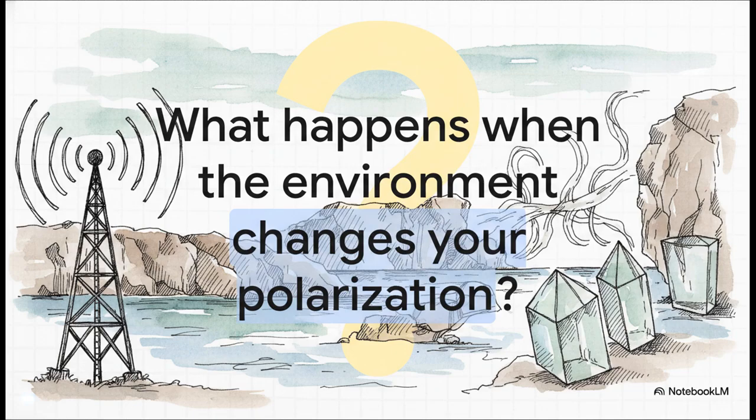So, mastering polarization is a huge step. But here's the kicker. As we're going to see in part 11 of this series, the real world often has other plans. You can send out a perfectly polarized signal, but reflections, refraction, and all sorts of other environmental factors can twist it and change it. And tackling that challenge is exactly what we're going to get into next time.